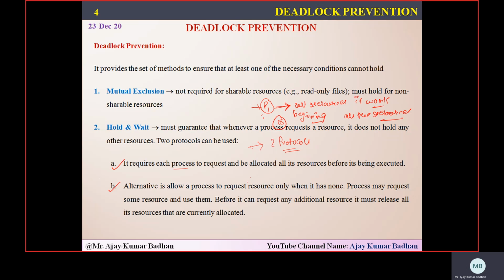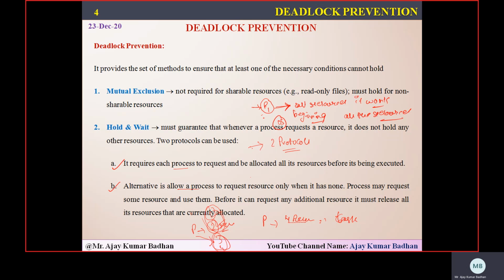The second method says the process will request some resources, not all. Suppose it requires 4 resources to complete a task. But in the beginning, this process will request only 2 resources, because in the beginning it requires only 2. So it will start performing the operation with the help of 2 resources. Once this is completed, it now requires the third and fourth resource. Before it can request 3 and 4, it has to release 1 and 2. Whatever task it has done, it has to release those resources, and then request 3 and 4 so that it can perform the operation. That is what he is saying.